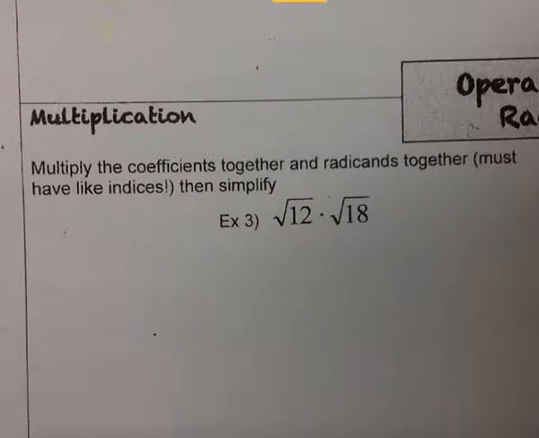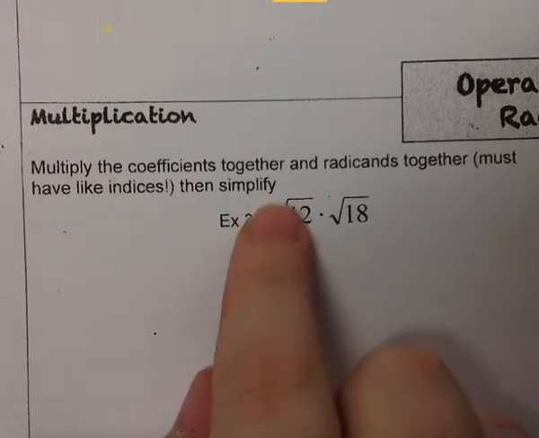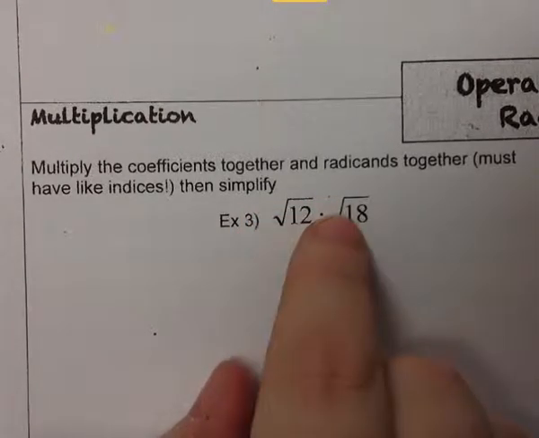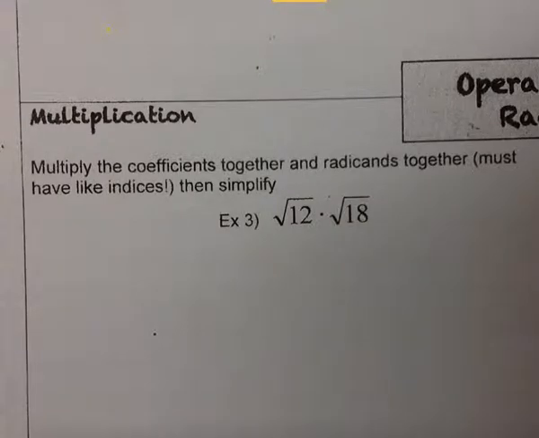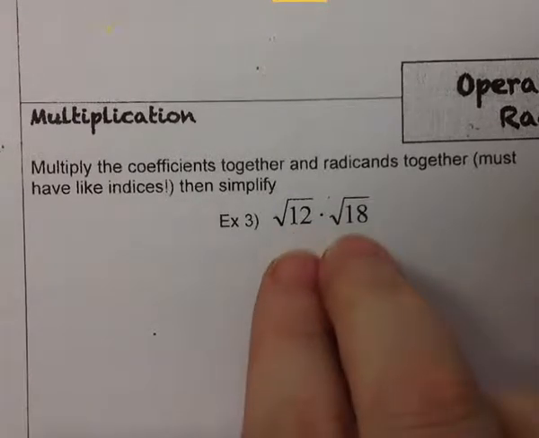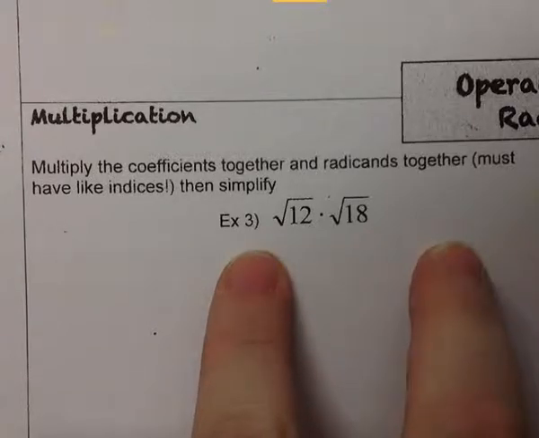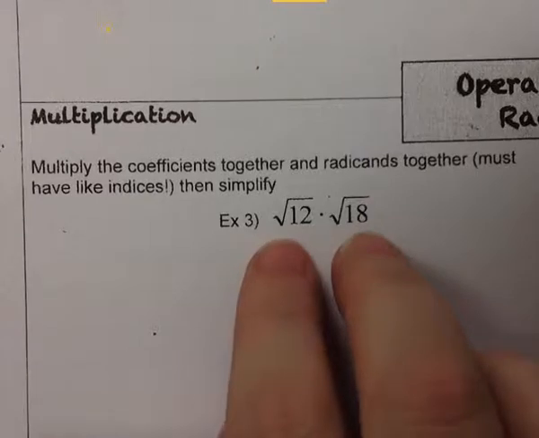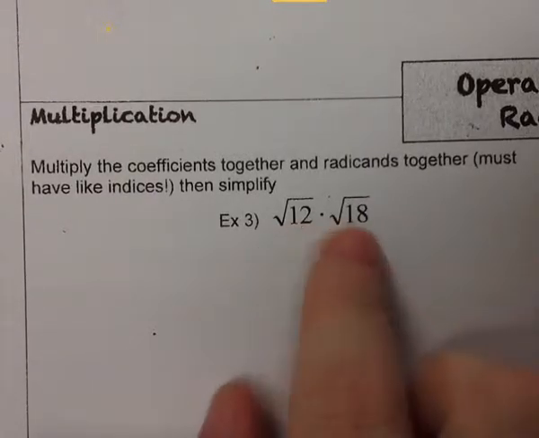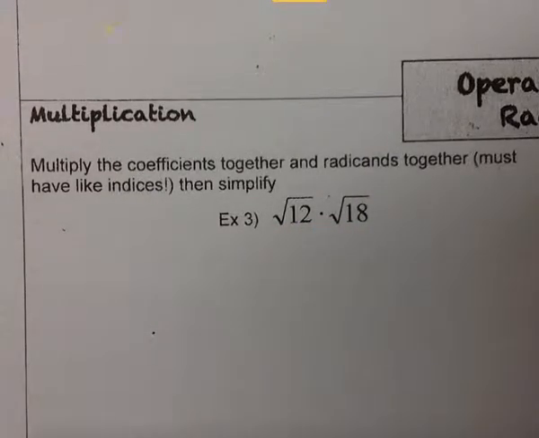So the first thing I'm going to do is see, do these have the same index? They are both square roots, so that means I can multiply. Just as if I were to simplify a radical, I would separate them into two radicals, one being a perfect square, one not being a perfect square. That's very similar to this. That means that I can multiply these back together.